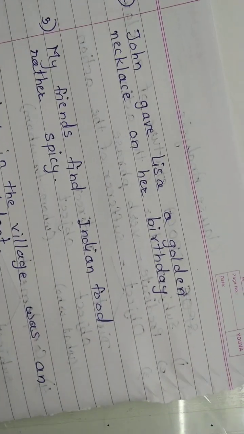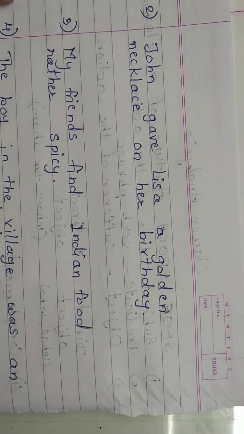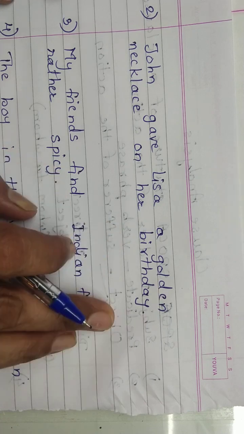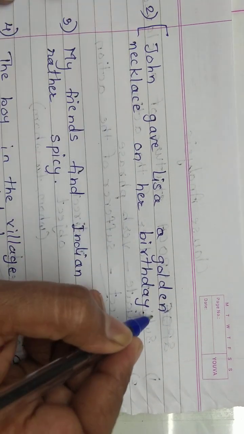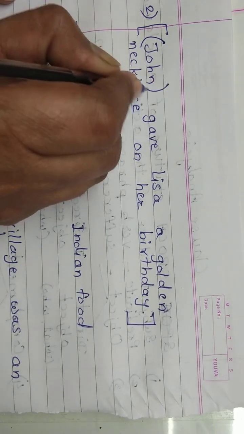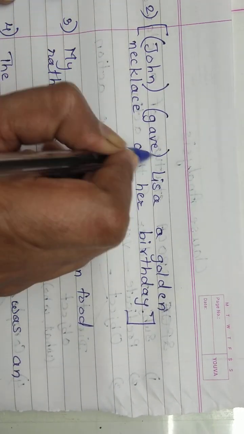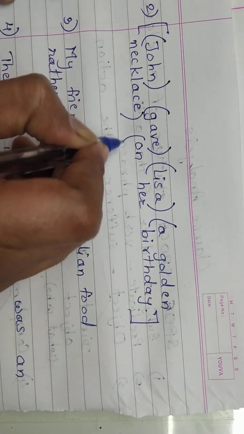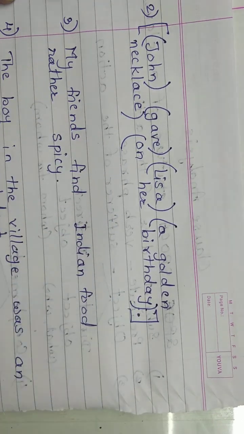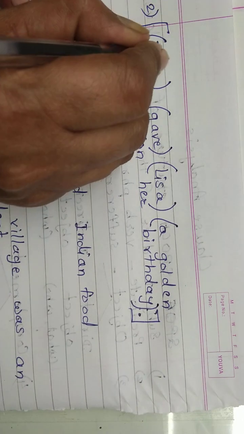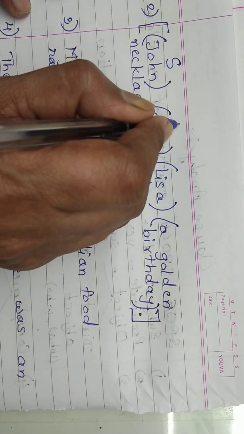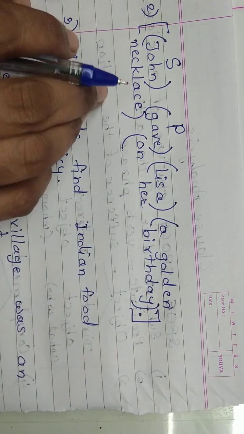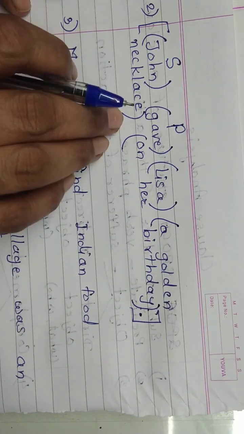Next sentence is, John gave Lisa a golden necklace on her birthday. Square bracket. John, subject, gave, Lisa a golden necklace on her birthday. S, doer of the action. Predicator is a verb phrase.